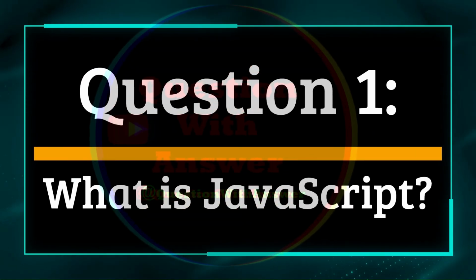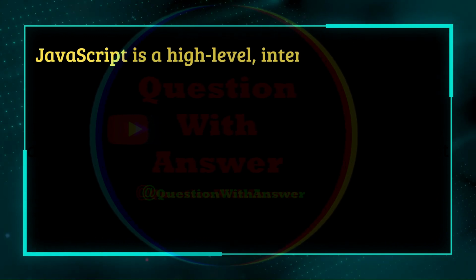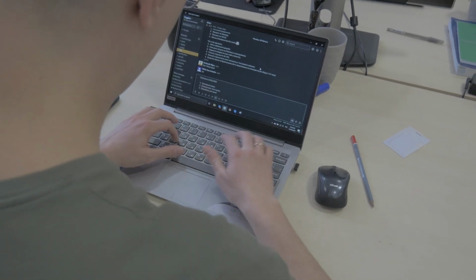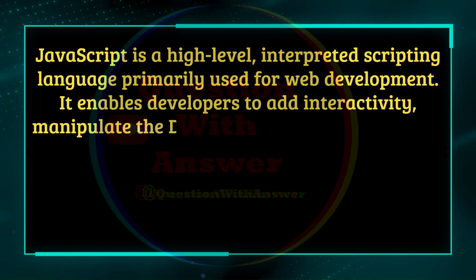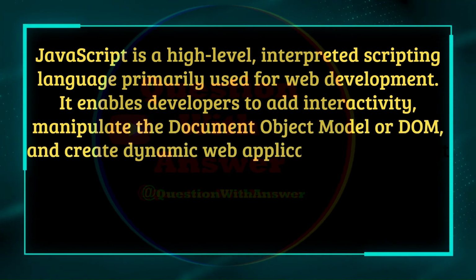Question 1. What is JavaScript? JavaScript is a high-level, interpreted scripting language primarily used for web development. It enables developers to add interactivity, manipulate the document object model or DOM, and create dynamic web applications.